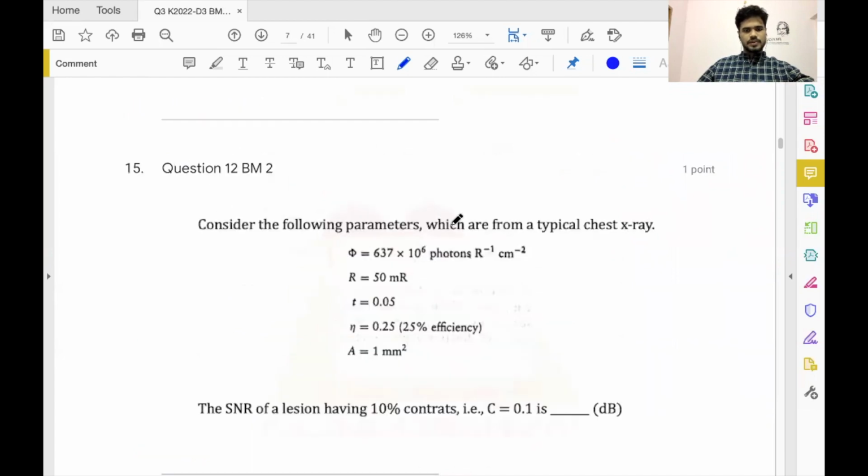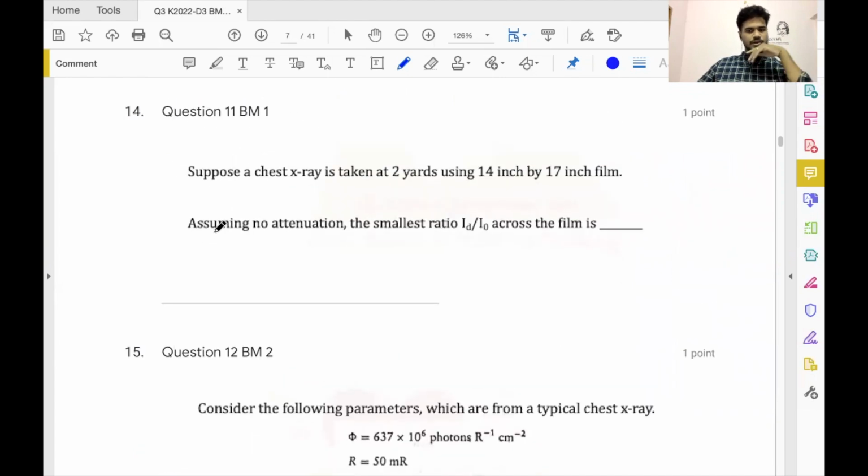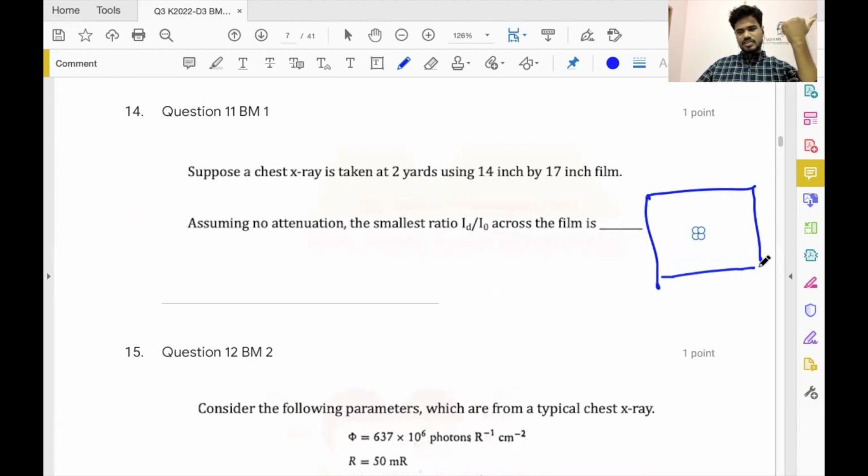Suppose this chest X-ray is taken at 2 yards, 14-inch by 17-inch film, assuming no attenuation. The smallest I_D or I naught across the film is the ratio. Now we have to just compare across the film. Say there is something at the center, then the intensity at the corner will be the least, right? So I naught will be smallest at the corner.